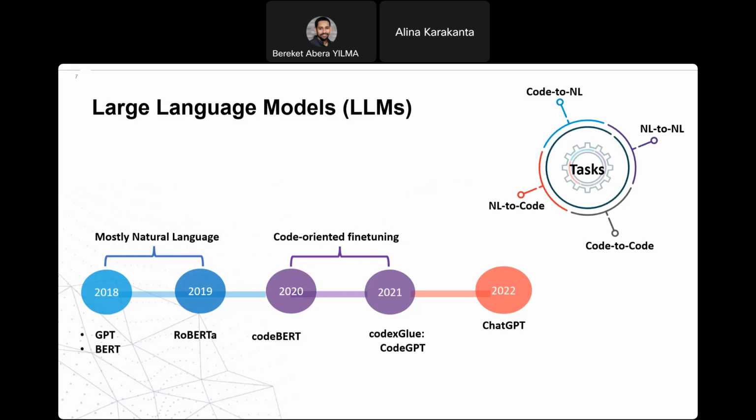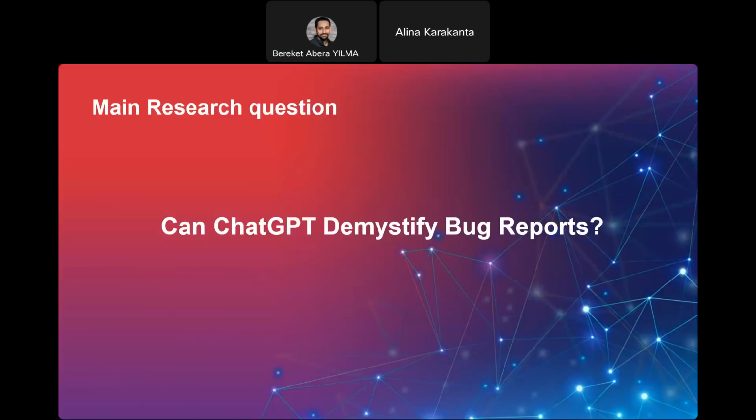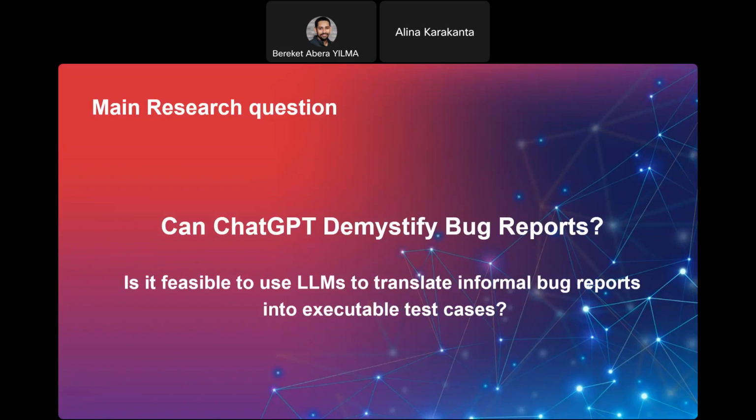Therefore, we came to our main research question, which is, can ChatGPT demystify bug reports? So what do we actually mean by this term of demystifying? So the general question was, is it feasible to use those large language models to actually translate those informal bug reports into executable bug triggering test cases? So how did we do that?